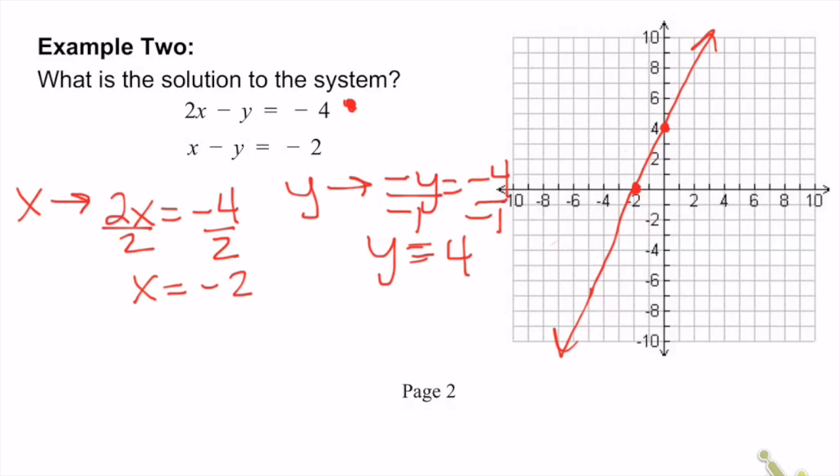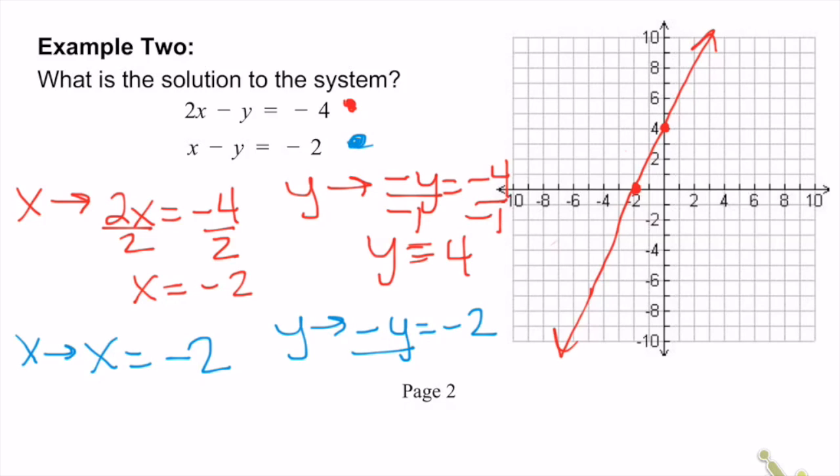Perfect. So now we're going to go ahead and do our second equation. So we'll do that one in a blue. So again, we got to find what our x-intercept is and what our y-intercept is. So our x will equal -2. And for our y, we'll have -y equals -2. Well, got to get rid of that negative, so divide by -1 on both sides. So our y-intercept will be at 2. So x is at -2, y is at 2. So we graphed our 2 points. Let's go ahead and connect those dots.